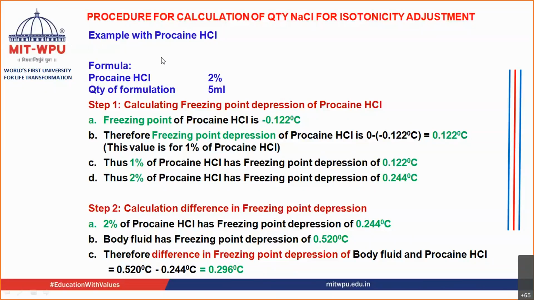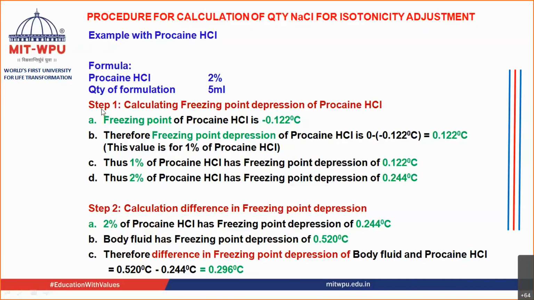Understand this properly because you have to do an assignment. Now, the formula is procaine hydrochloride, we have taken 2%. What percentage is taken is very important. Okay, how we will be studying further. And the quantity of formulation is 5 ml. So this information is required by you. Three pieces of information will be given to you: the percentage of the active ingredient that is being used, the quantity of the formulation, and the freezing point of that particular substance. So the formula is procaine hydrochloride 2% and the quantity of formulation used is 5 ml.